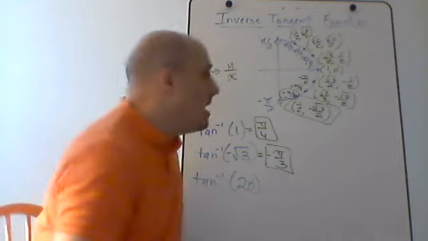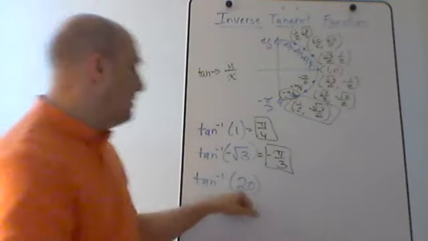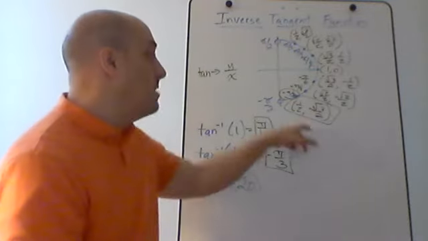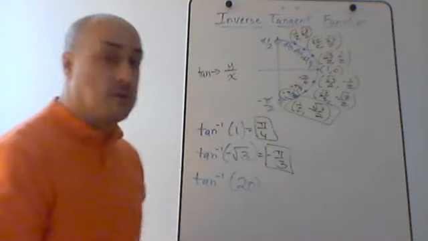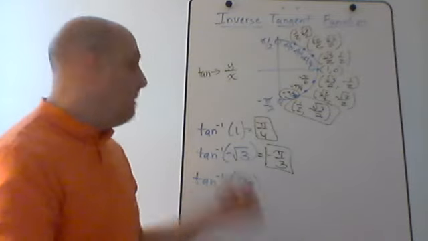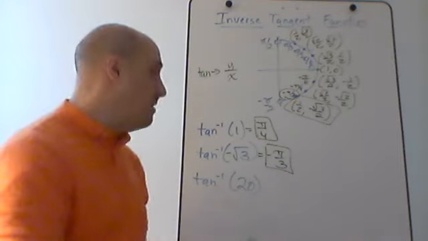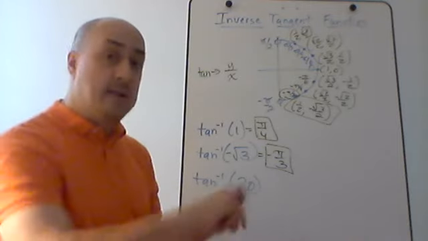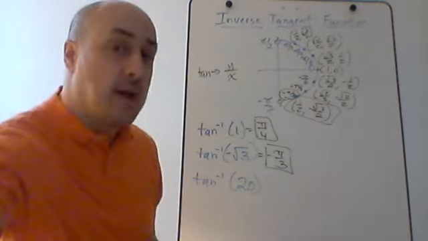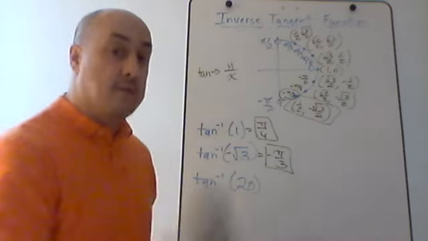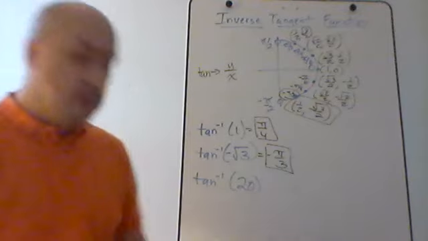Right? So if you're trying to do the tangent inverse of a number that we don't have from the unit circle, and remember, the ones on the unit circle are going to be either positive or negative 1, positive negative square root of 3, positive negative square root of 3 over 3, or 0. If it's any number besides that, then you're going to have to use your calculator to evaluate the inverse tangent function.